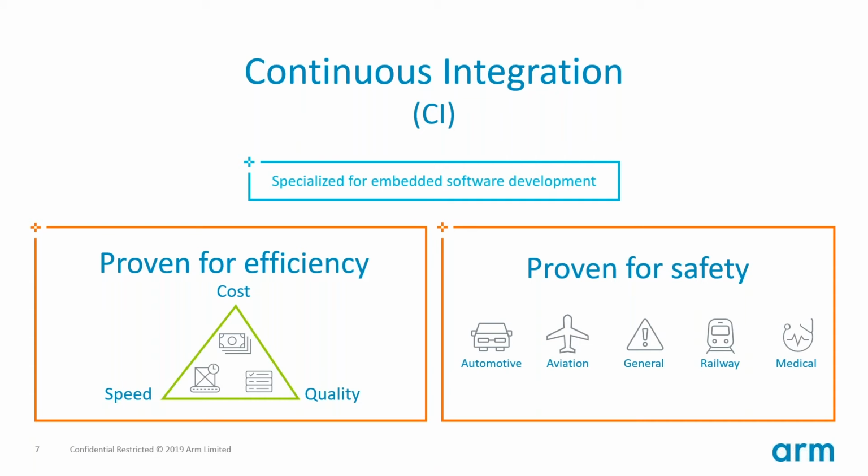Continuous integration is already being used by a number of companies for embedded applications, as it creates a more efficient process with higher speed, quality, and lower costs. One of the main principles of CI is that the developer needs to make small changes to their code and very often commit them, and those will constantly be tested and integrated.